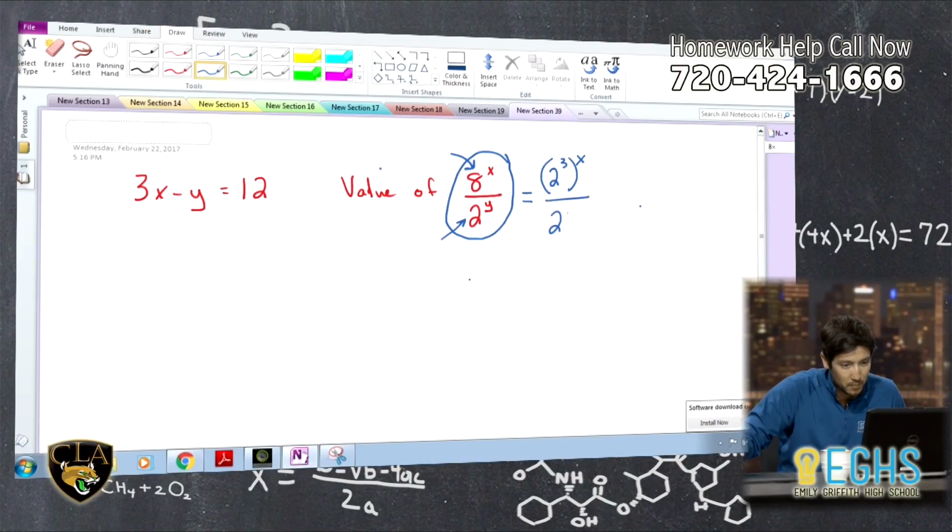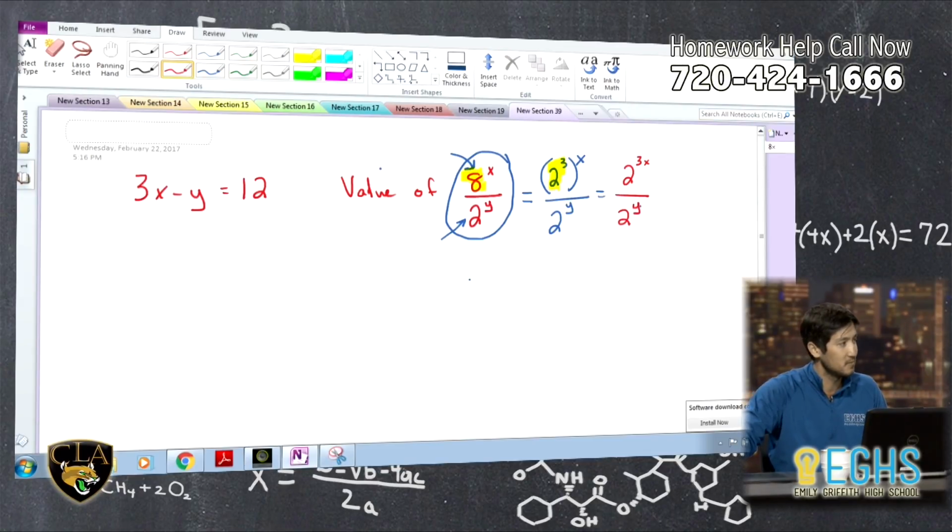Divided by 2 to the power of y. We got the same base, and I wrote this out because I wanted to show and kind of split that this is 8, and we're still raising 8 to the power of x. So we're going to rewrite this now as 2 to the power of 3x, because when we take a power and raise it to another power, then you multiply the powers. Divided by, oh, I see where this is going now. I think I do too.